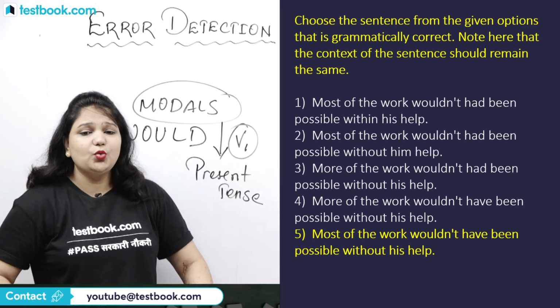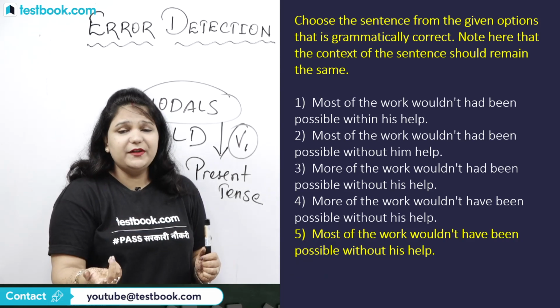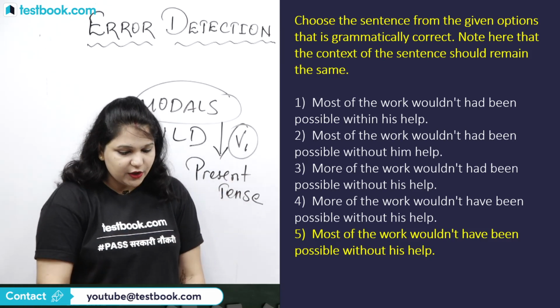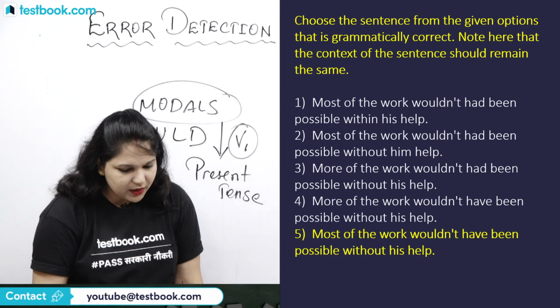And you are talking about wouldn't have been possible. So you are putting a contrasting feature. That's why in the later part of the sentence you need without his help, right? So you are actually making him a crucial person in the work we are talking about.